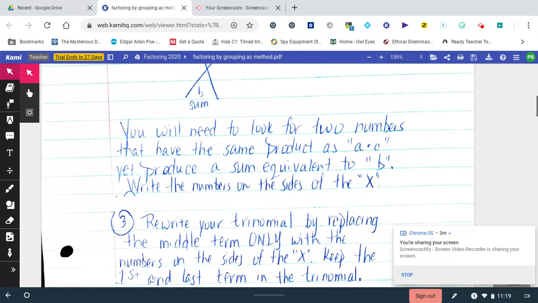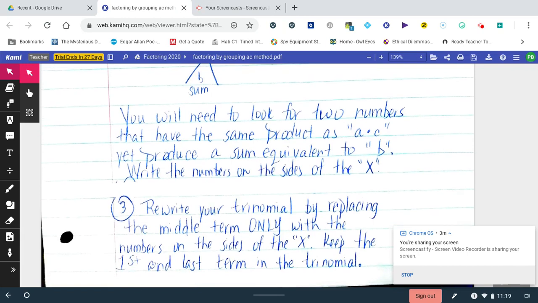All right, so it tells us after we put those numbers in our x, you will need to look for 2 numbers that have the same product as a times c, yet produce the sum equivalent to b. And then you write those numbers on the sides of the x. And this will make more sense once I get into an example.